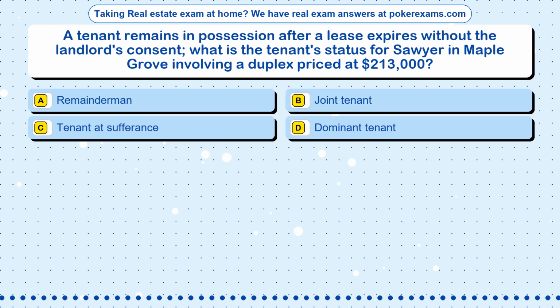Question 23. A tenant remains in possession after a lease expires without the landlord's consent. What is the tenant's status for Sawyer in Maple Grove involving a duplex priced at $213,000? Option A. Remainderman. Option B. Joint tenant. Option C. Tenant at sufferance. Option D. Dominant tenant.